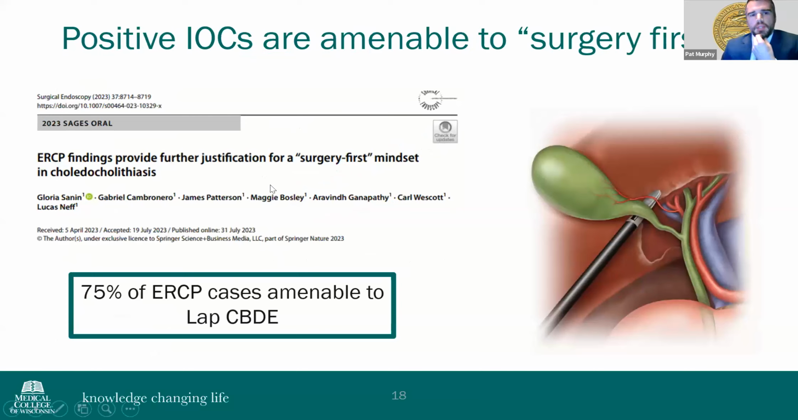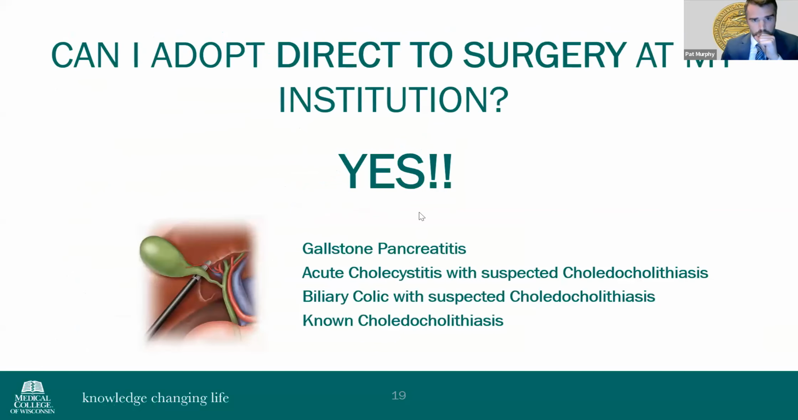This is a great paper that just came out recently in April, and really demonstrated that in patients who get ERCP for suspected choledocholithiasis, most of those patients would have been amenable to a direct to surgery or surgery first approach, either just with IOC that's negative, or small stones or sludge that would have been amenable to flushing or choledocoscopy or fluoroscopy. So you can do this at your institution, specifically for these common problems that I think we all see.